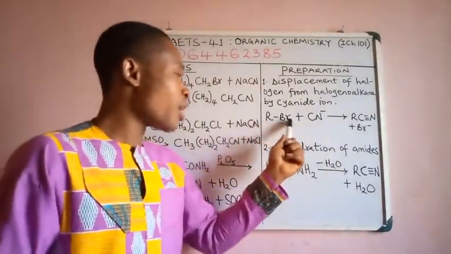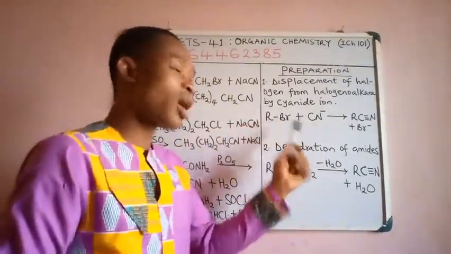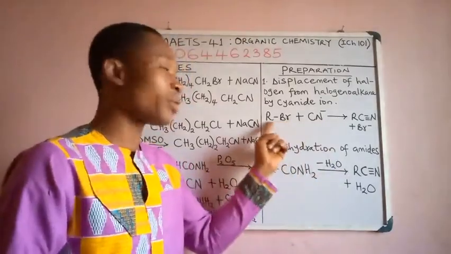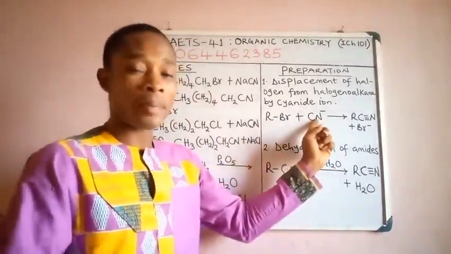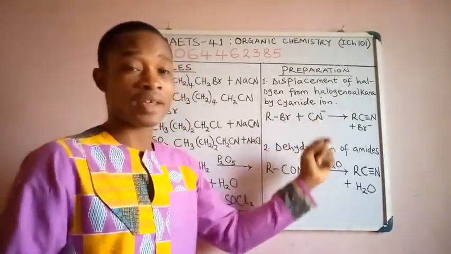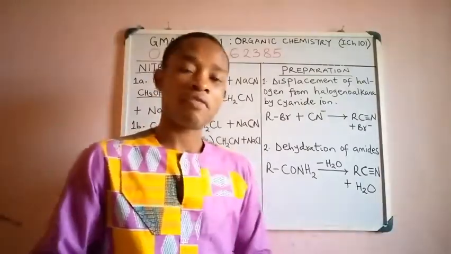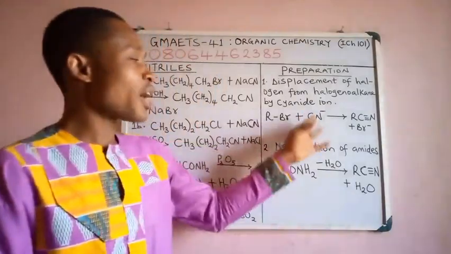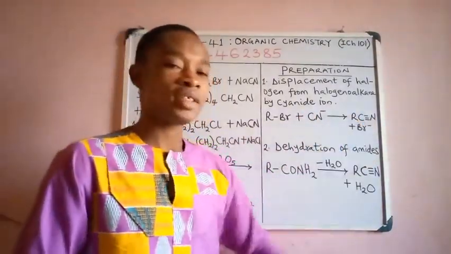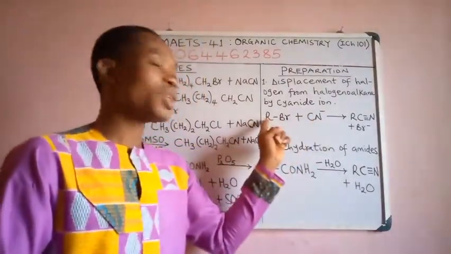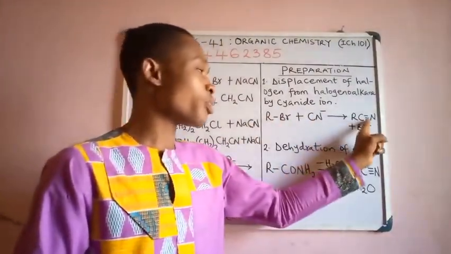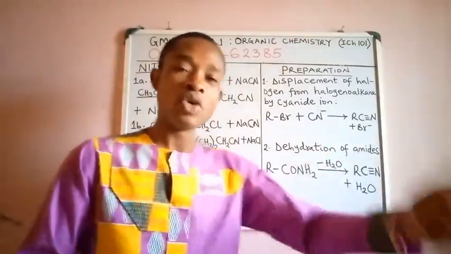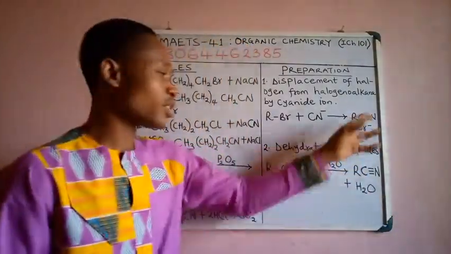This RBr, this R represents alkyl, this Br is bromine, so this is bromoalkane, a haloalkane. It is reacted with the cyanide group, usually sodium cyanide, in the presence of a solution of methanol or ethanol. During the reaction, the cyanide group is introduced into the alkyl, so you have R-C triple bonded to nitrogen. The bromine will be displaced, that is removed and replaced by the cyanide group.